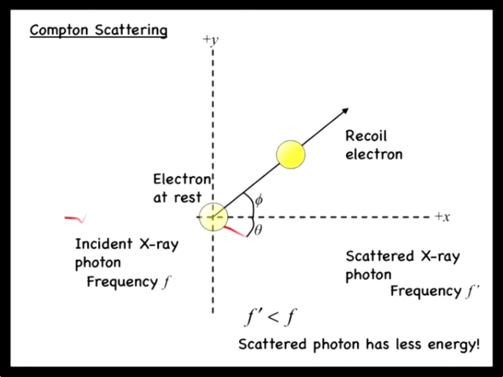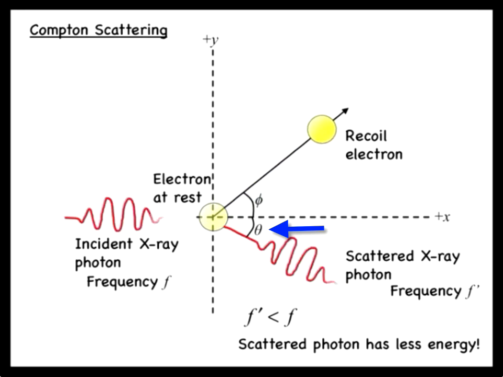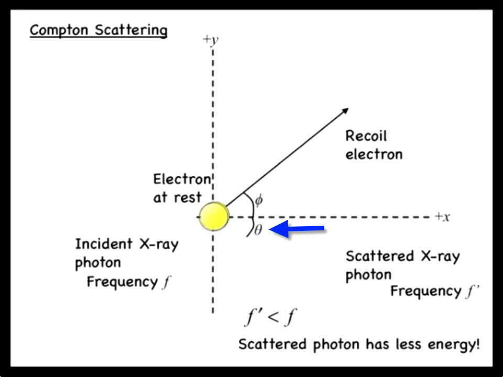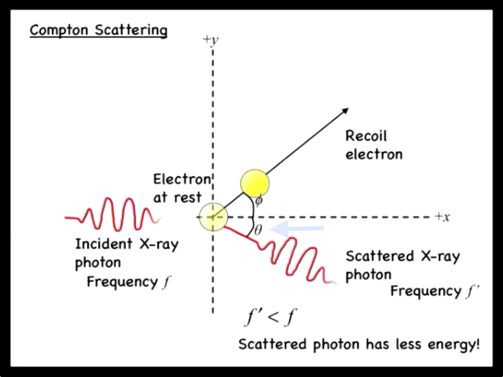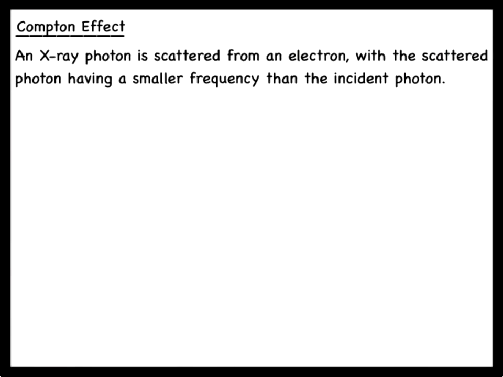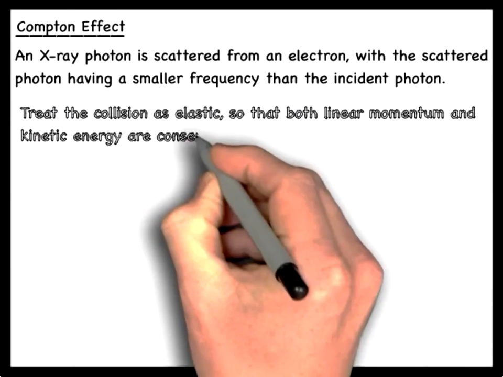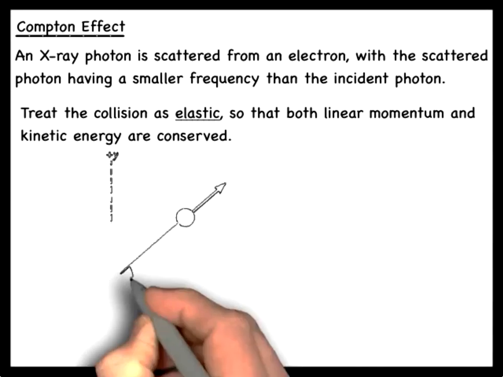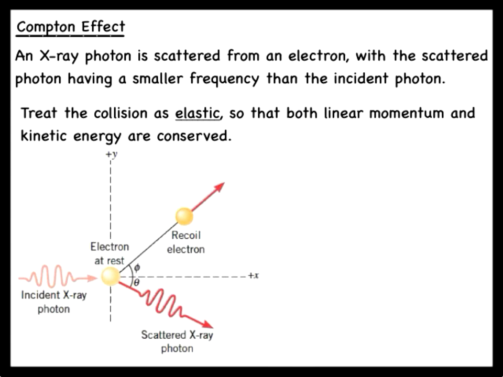In addition, he found that the difference between the two frequencies depends on the angle theta at which the scattered photon leaves the collision. The phenomenon in which an X-ray photon is scattered from an electron, with the scattered photon having a smaller frequency than the incident photon, is called the Compton effect. We model the collision of a photon and a charged particle as a completely elastic collision, so that both linear momentum and kinetic energy are conserved after the collision. The electron is assumed to be at rest before the collision and completely free, i.e. not around an atom in a material, for example.